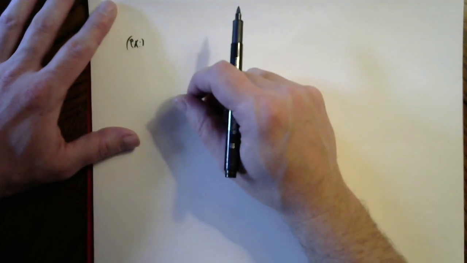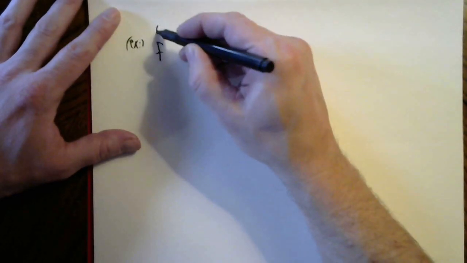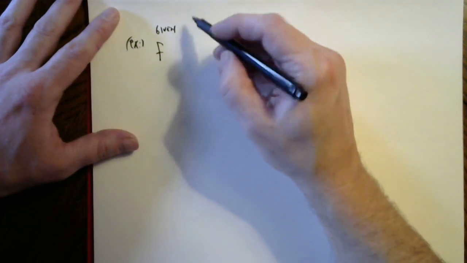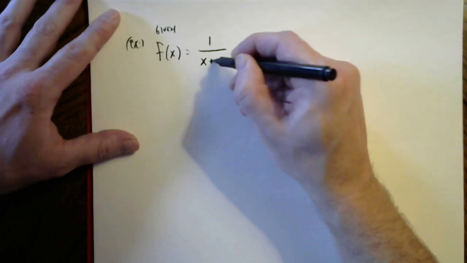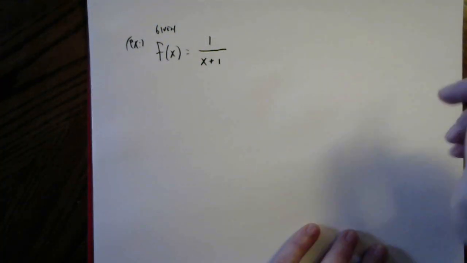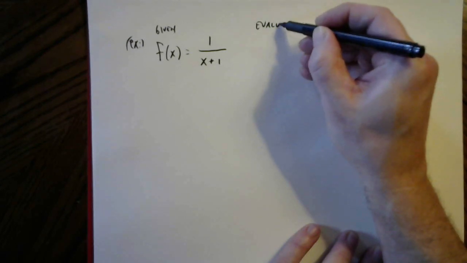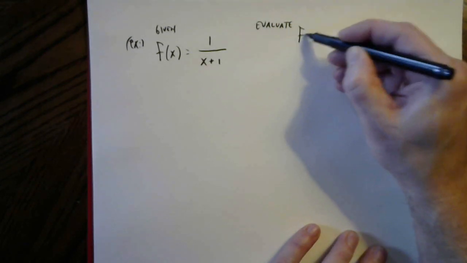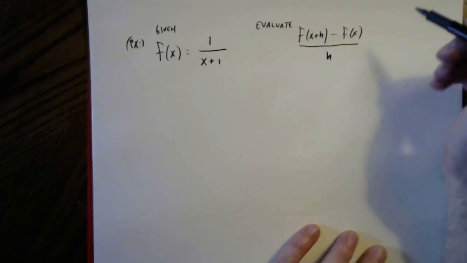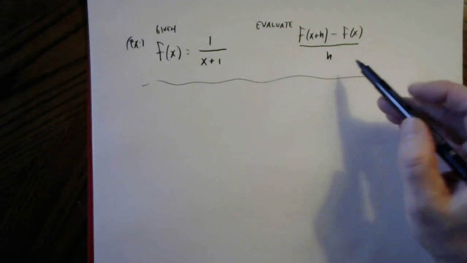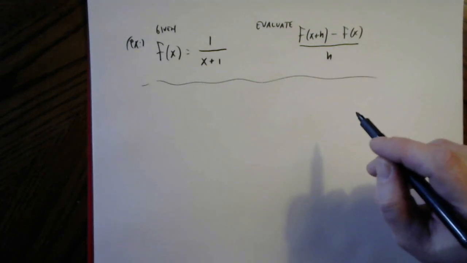All right, let's see another one. Let me see here. Oh, yeah. Let me do this one. This might not look too complicated. So given f of x equals 1 over x plus 1, evaluate, and I'll use the same difference quotient. Again, the goal is to find a way to kill that h.